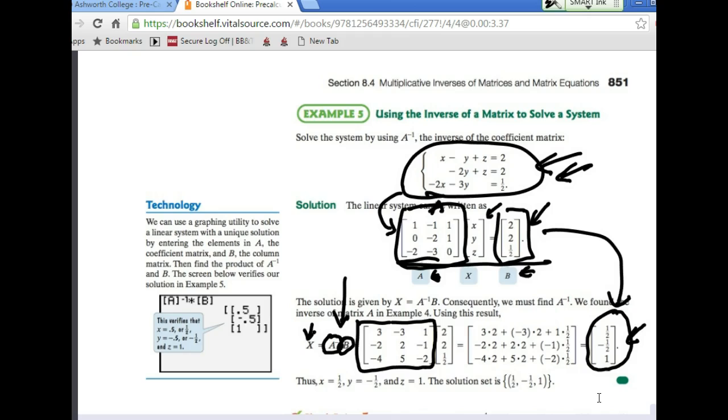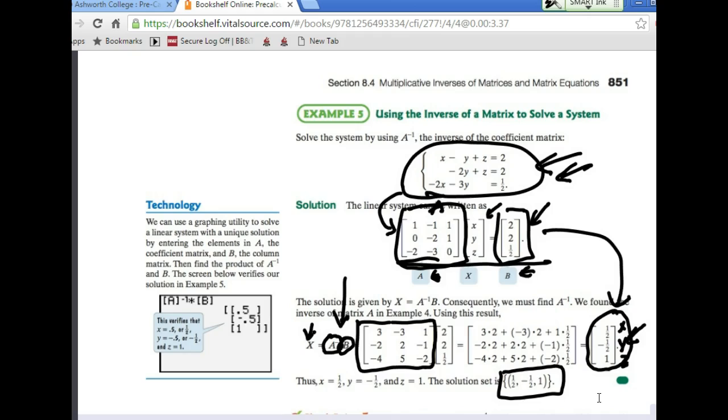Remember, the top one would represent X, the middle one represents Y, and the bottom one represents Z. So all they did was rename them in a set notation, 1/2, negative 1/2, and 1, representing the X, the Y, and the Z. Okay? I hope this will prove to be very helpful and kind of a great shortcut for you as you're solving systems of equations.